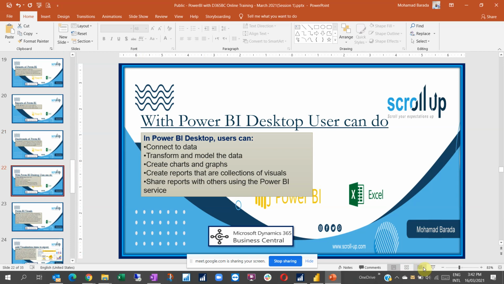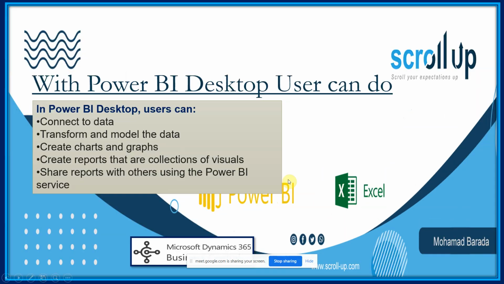Now, with Power BI Desktop, which is what we are going to use today, users can first connect to data. This is the first step. Whenever we want to start with Power BI, the first step is to connect data, so you have to get data. You can get data from several places, as we're going to see. Then after you connect to your data, you have to transform and model the data.